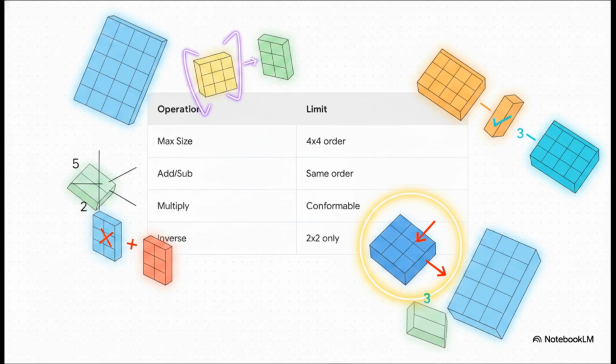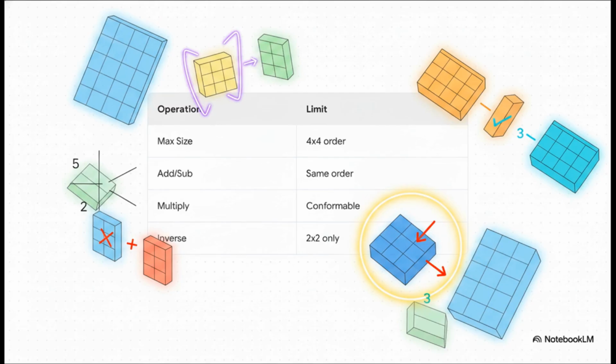For instance, the maximum size matrix you'll ever face is a 4x4. If you want to add or subtract 2 matrices, the rule is absolute. They have to be the exact same size, or order. You can't add a 2x2 and a 3x1, it just breaks. Now for multiplying, they have to be what's called conformable. That just means the number of columns in the first matrix must perfectly match the number of rows in the second. Think of it like a strict security checkpoint at an airport. If the numbers don't match, you do not pass.